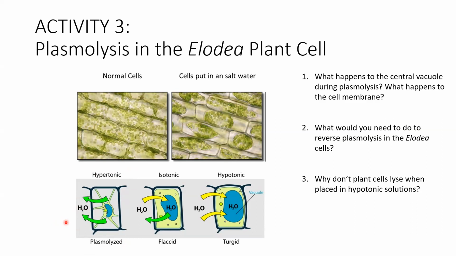So what happens to the central vacuole during these conditions? Well, in this condition, the central vacuole is retaining all the water it can. It's looking nice and plump. In this condition, the central vacuole is essentially letting all sorts of water leave the plant cell.